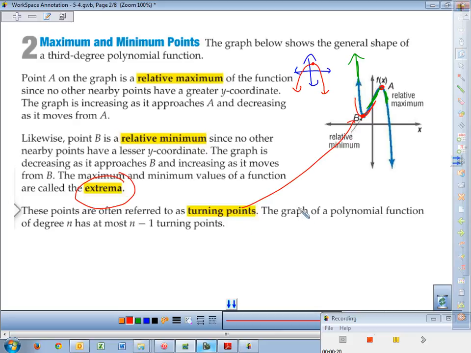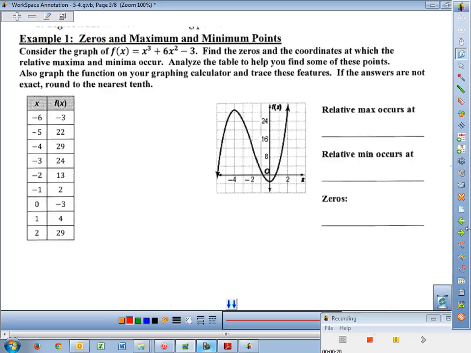And the fact of the matter is, if a polynomial function has degree n, then it could have at most n minus 1 turning points. So if I had this graph, f of x equals x cubed, what is the degree of that thing right there? That's got degree 3. According to this, the most amount of turning points that this thing could have is whatever that degree is, take away 1. So how many turning points maximum could it have? 2 maximum, right? It doesn't have to have 2, but that's the maximum amount of turning points it would have. Cool? So here we go.